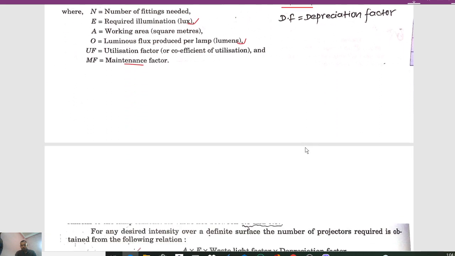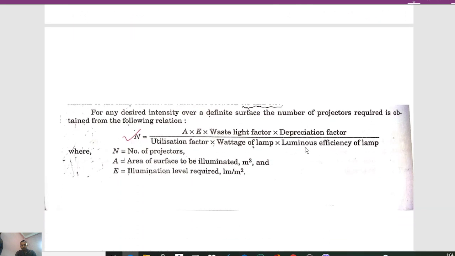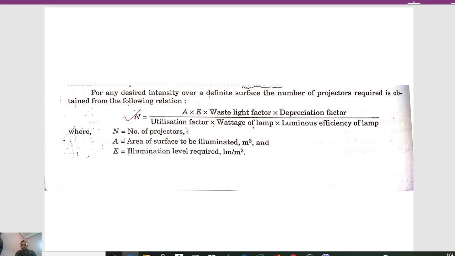And the second important formula is to calculate the number of projectors needed. So we have n equals E into A into waste light factor into depreciation factor upon utilization factor into wattage of lamp into luminous efficiency of lamp. Here n represents the number of projectors, A is the area of the surface to be illuminated in square meters, and similarly E is the illumination level required in lumens per square meter.